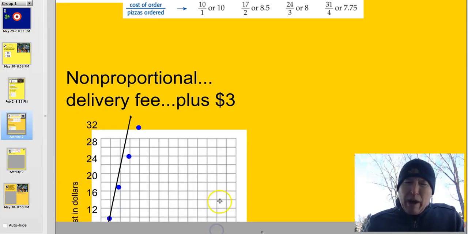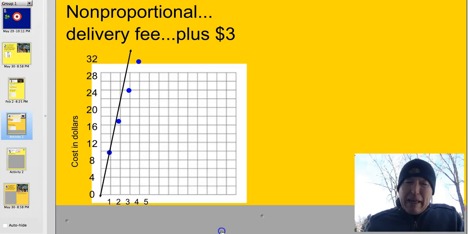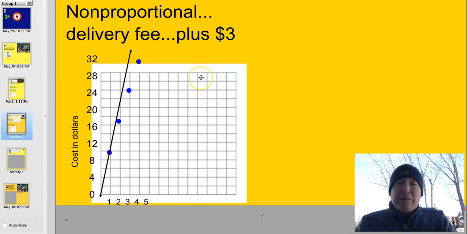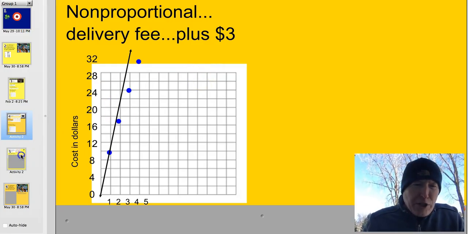So I just took and graphed this one quickly. And you can see that it starts off in a straight line, right? Because the first pizza is $10. But then these points, it's going to start arcing off this way. They're going to get a little bit less for each one. So it doesn't make a straight line when you graph it either. So this is a non-proportional relationship.